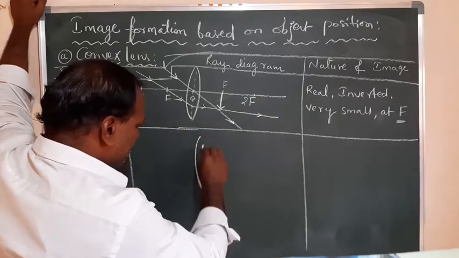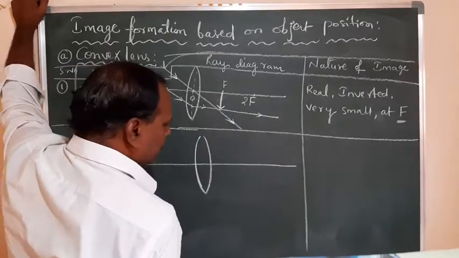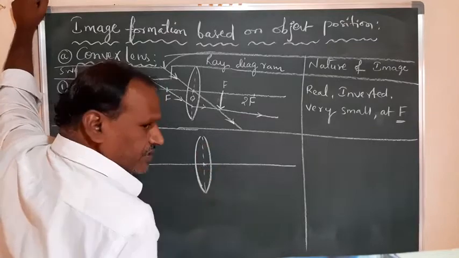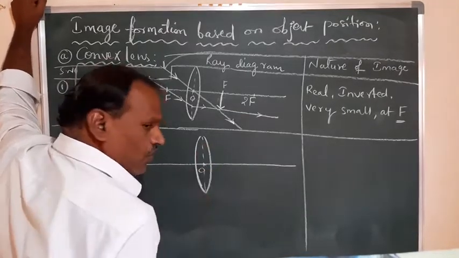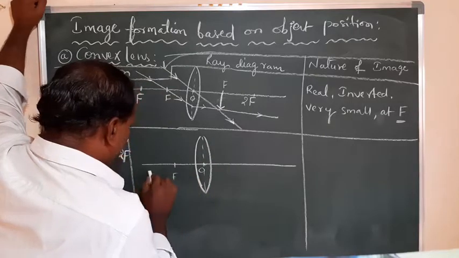So this is the convex lens. This is the principal axis. A line is drawn perpendicular to it, where it intersects the principal axis is the optic center. It is O. And here we have the F. Here you have the 2F.